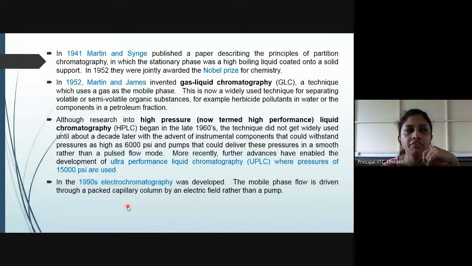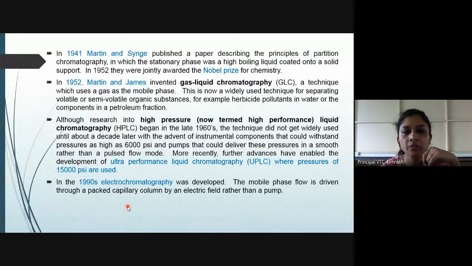After that there were different advancements. In 1941, Martin and Synge published a paper describing partition chromatography, in which the stationary phase was a high volume liquid coated on a solid support. In 1952 they received a Nobel Prize for the same. Then in 1952, Martin and James invented gas liquid chromatography.